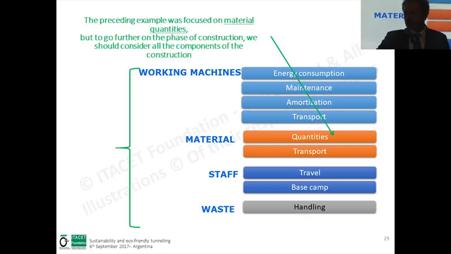But if you want a global analysis, you have to consider the working machines, energy consumption, maintenance, amortization, transport of the material, of course, the quantity, the staff, the travel of the staff, impact of the base camp, waste, handling of the waste. So there are different items to be considered in a global evaluation. But the methodology to do that, inflow, outflow, database, and then an inventory, is the same.